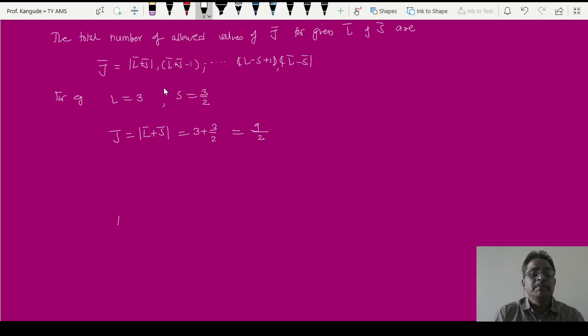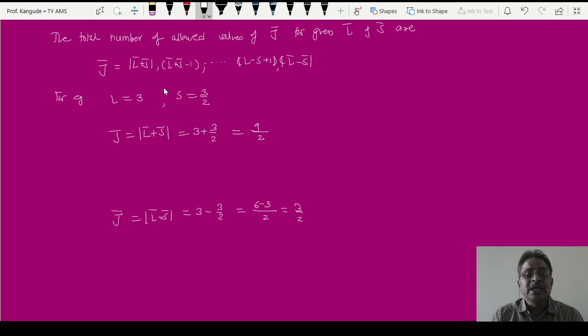Then similarly, the last value, J bar is equal to the modulus of L bar minus S bar. So this is 3 minus 3 by 2. Take 2 here again. Now this is 3 into 2 is 6 minus 3, and therefore the minimum value is 3 by 2.